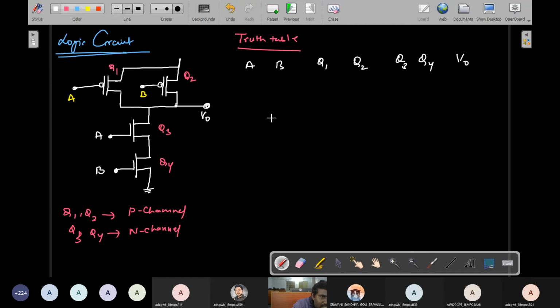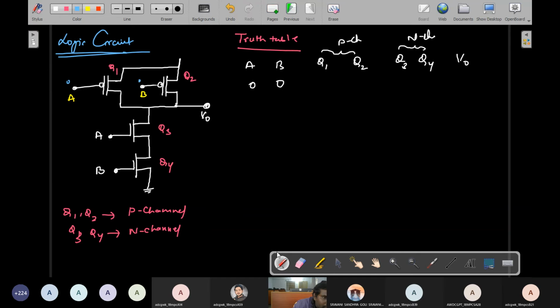Okay, see, in the first case you have considered 0 0. If you give 0 0 to this A and B value, these two belong to P channel and these two belong to N channel. Right, simply first of all take 0 0. It is a complementary. Then if you consider this is a 0 and this is a 0, first case.